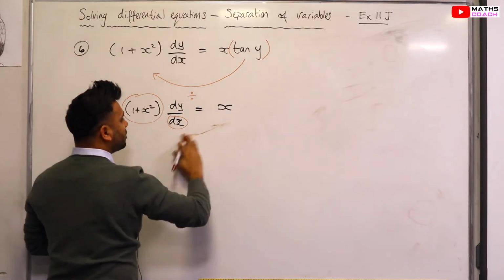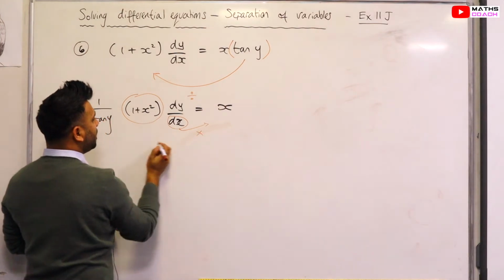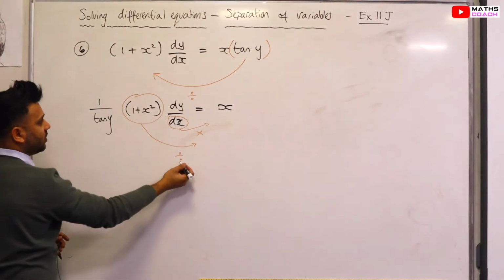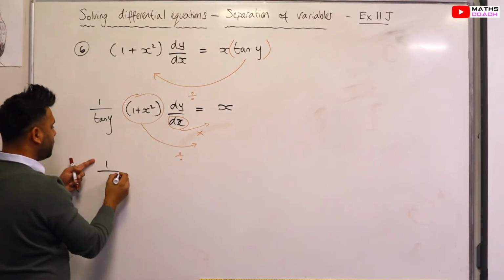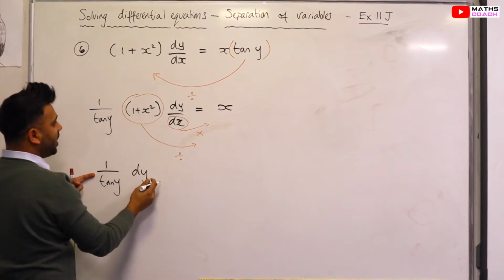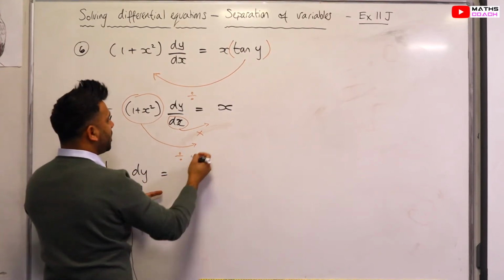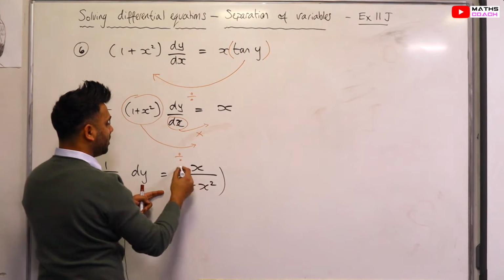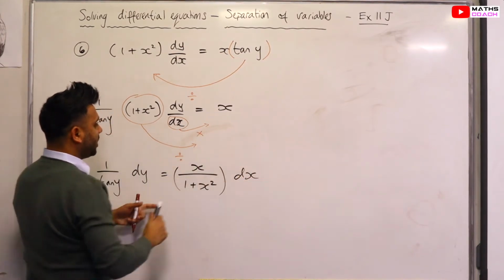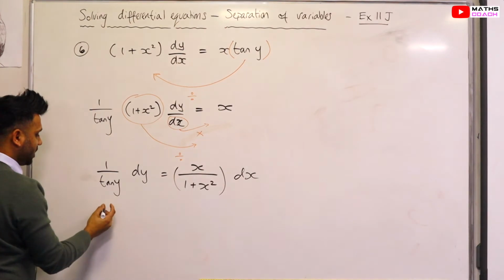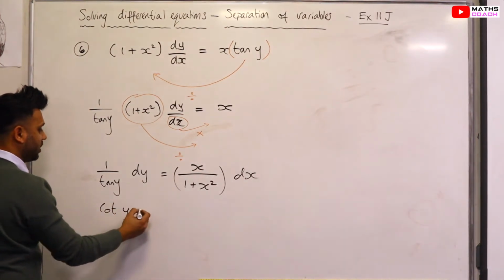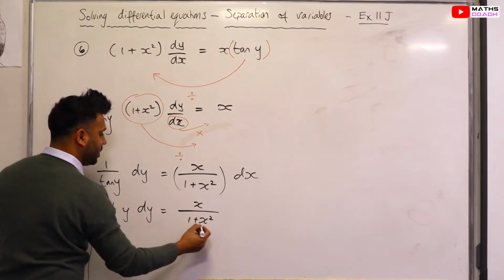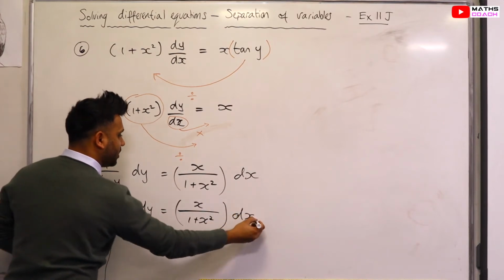Now to move the dx, we will have to multiply. But this 1 plus x squared is already multiplying on the left hand side, so in order to move that, we have to divide. So what we have is 1 over tan y dy remaining on the left hand side, and on the right hand side, we're going to have x over 1 plus x squared multiplied by dx. Now 1 over tan y can be rewritten as cot y dy equals x over 1 plus x squared multiplied by dx. Separation is done.